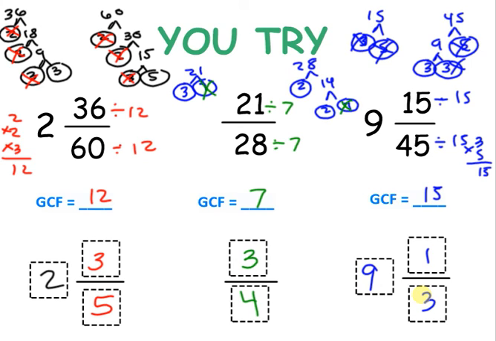All right, go ahead and pause the video if you're not done. So for our first fraction, 2 and 36 over 60, we just brought down the 2 because we don't have to mess with that. Our GCF was 12, and so we ended up with 2 and 3 over 5. For 21 over 28, our GCF was 7, and so we ended up with 3/4. And then for 9 and 15 over 45, we brought down the 9 as the whole number. 15 and 45 had a GCF of 15, and so our final answer was 9 and 1/3.